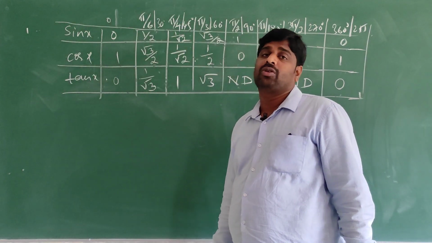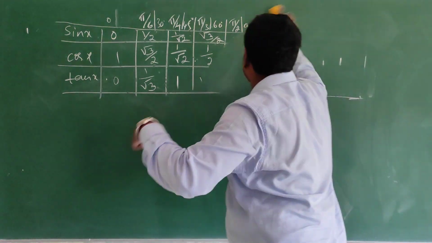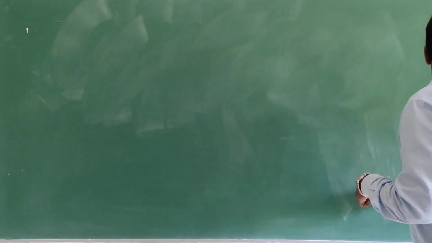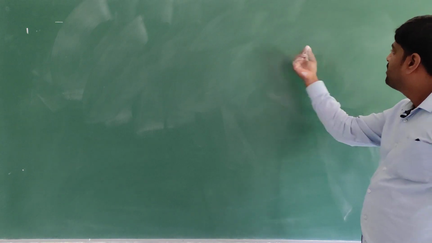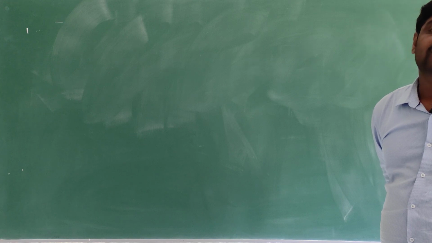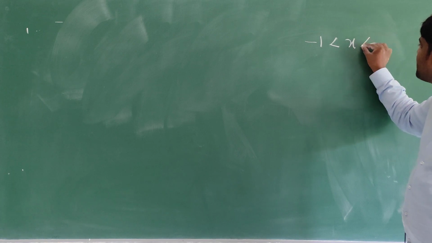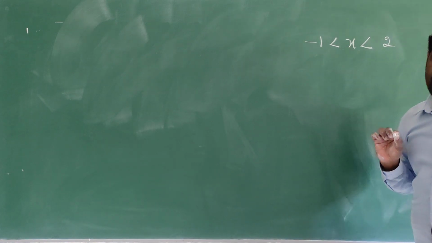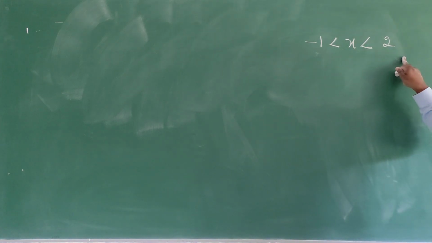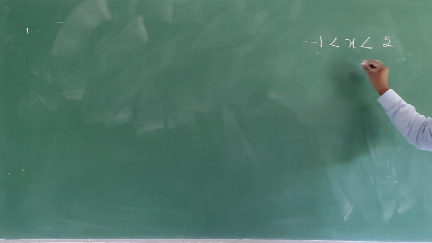Before going to principal solution and general solution, I'll explain intervals. Students, observe here, an interval means we have to define a certain range. Suppose minus 1 is less than x less than 2. So an interval means we have to define the range of this set. That is called an interval.